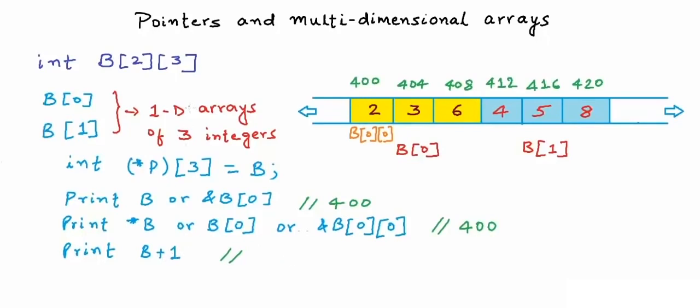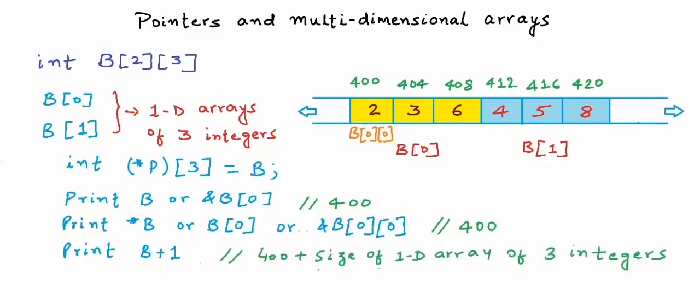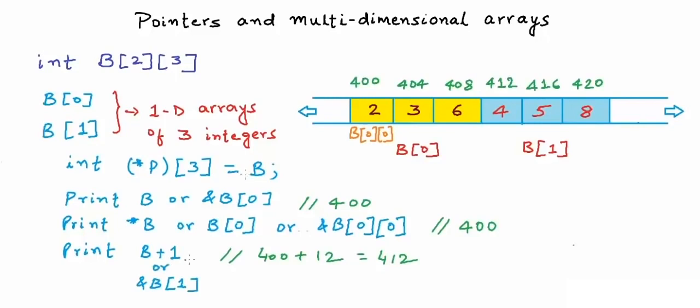B this time is returning us a pointer to a one-dimensional array of 3 integers. So if I do pointer arithmetic like adding plus 1, we are moving to the next 1D array of 3 integers. So we will be moving to address 400 plus the size of a one-dimensional array of 3 integers in bytes. So the output will be 412, which makes sense because b plus 1 is the same as ampersand b1, or address of b1, and the address of b1 is 412.